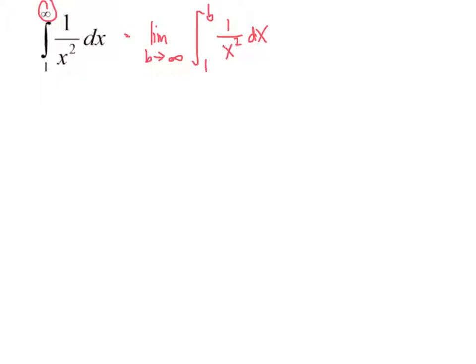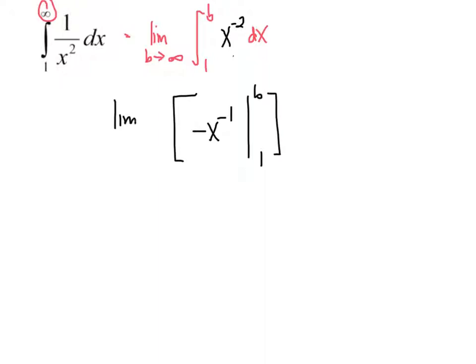Now, I think it would be easy here, instead of 1 over x squared, to rewrite it as x to the negative second. Okay, so the antiderivative, well, we raise the power and divide by the new power, so there it is. We're evaluating at b and 1. And I'm just going to drop this limit statement out front. So nothing is really changing from our normal working of integrals.